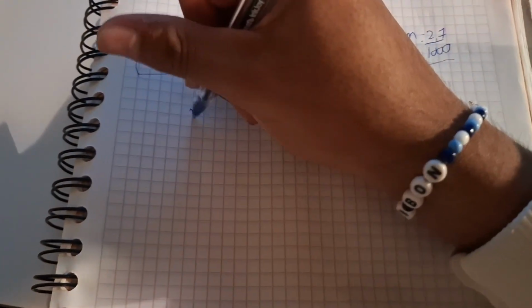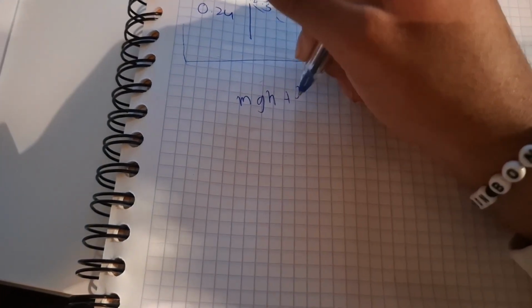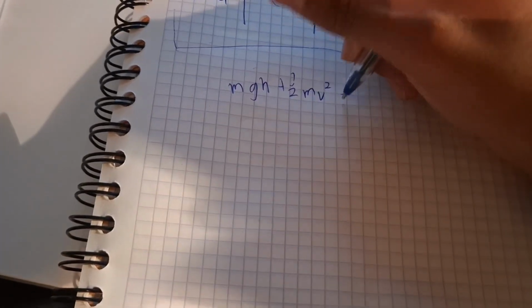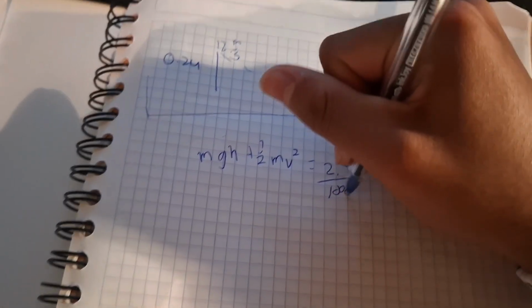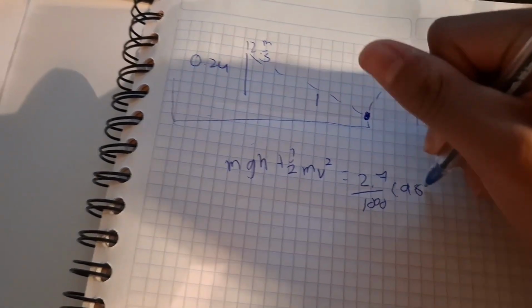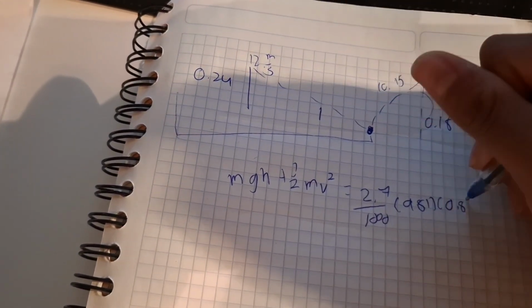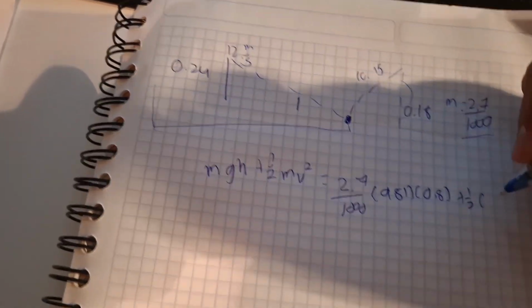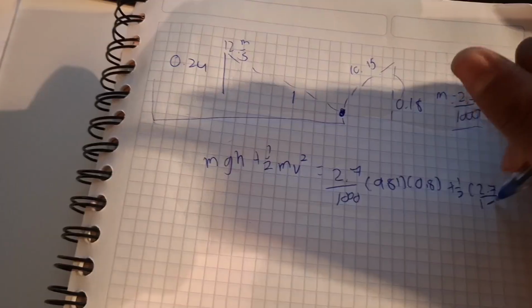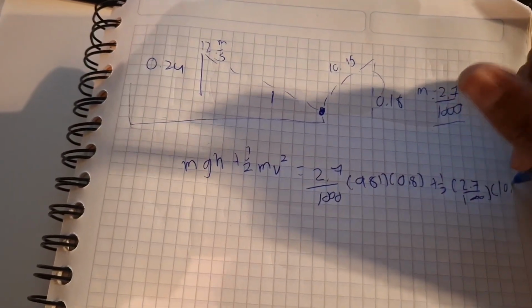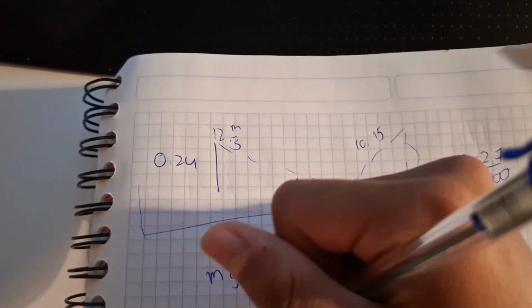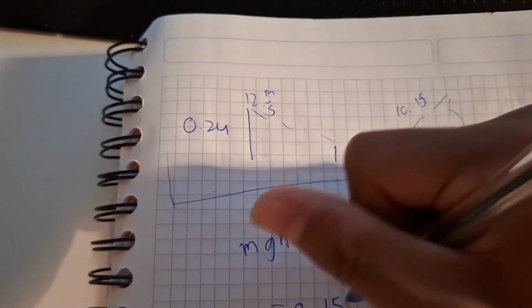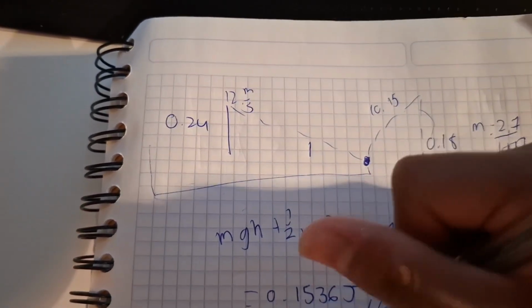So let's substitute what we have. As I told before, 2.7 over 1,000 times gravity times the height of the ball, and the velocity is still 1.15 squared, and the result would be 0.36 joules. That is our kinetic energy.